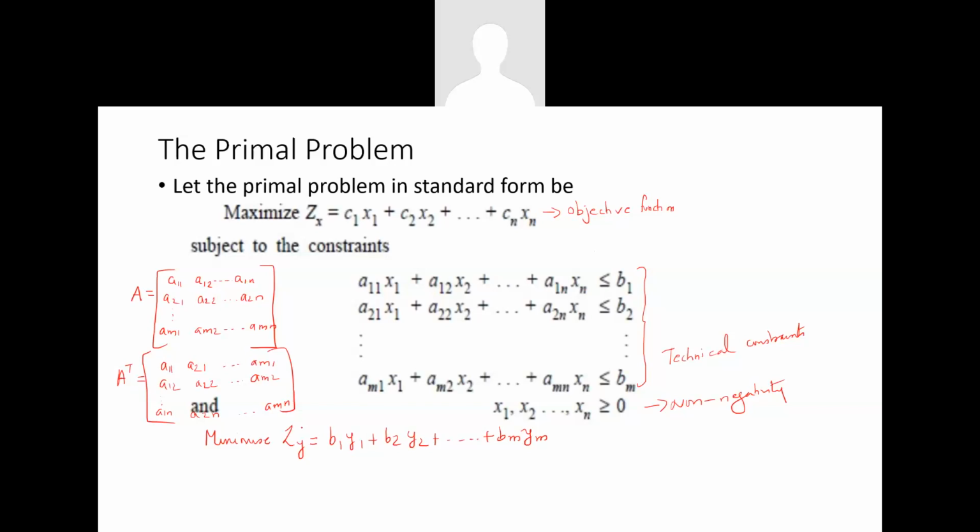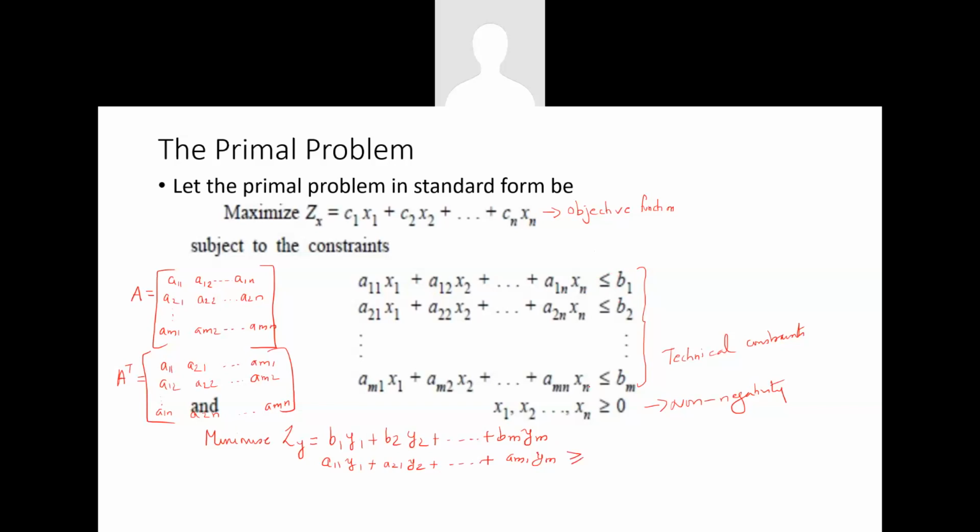Right, now based on this transpose matrix, you can construct the linear constraints of the dual problem. This can be written as a11y1 plus a21y2 plus up to plus am1ym. That is the constraint that you are constructing based on the transpose of the original primal matrix. Now, in the primal problem, you are using the inequality sign as less than or equal to. Here in the minimization, the inequality sign becomes greater than or equal to.